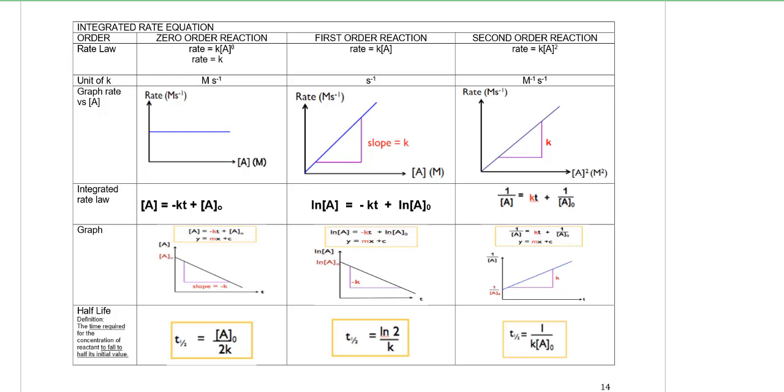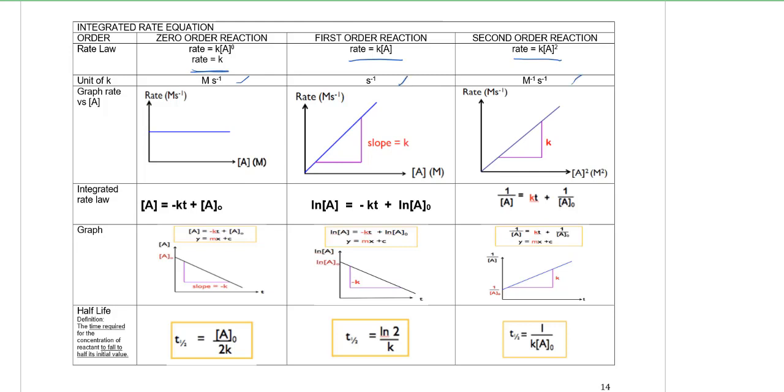The integrated rate equation can be divided into three different equations: for zero order, first order, and second order. So this is the rate law for zero order. This is for the first order. This is for the second order. The unit of k depends on the order of reaction. So this is the unit of k.